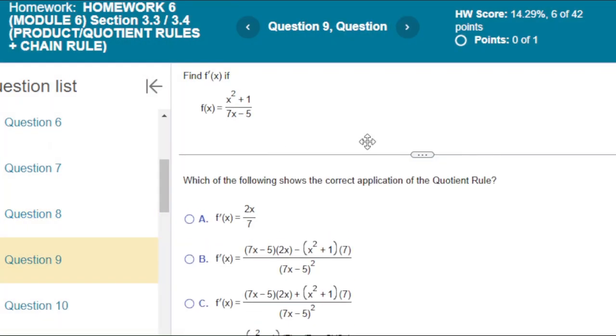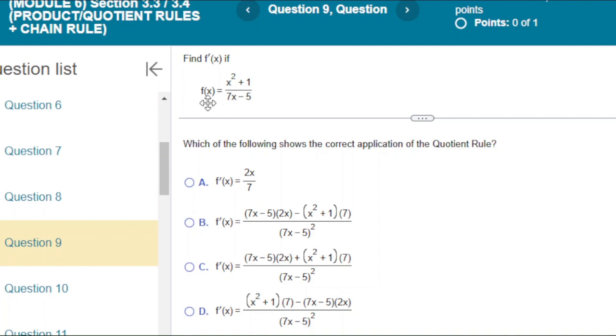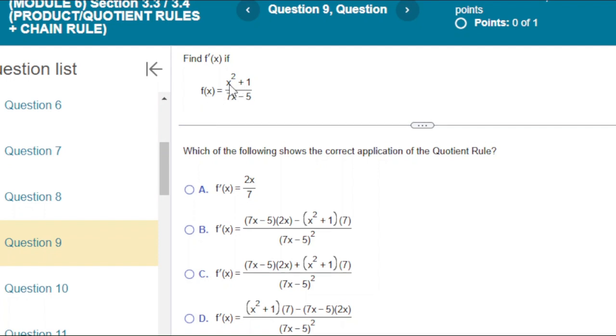Okay, now this one here, we don't have a product, we actually have a quotient. So we're going to apply the quotient rule. So f of x is a quotient of two simpler functions. We have x squared plus 1 divided by 7x minus 5. And we can't just do the derivative of the top divided by the derivative of the bottom. That's not the way to take the derivative of a quotient. So in other words, the answer is not just going to be 2x over 7, right? So this answer A here is not going to be correct. So remember, the derivative of a sum of two functions is the sum of the derivatives, and the derivative of a difference is the difference of the derivatives, but it doesn't work for products and quotients, right? We need to use the product rule and the quotient rule to take the derivative.